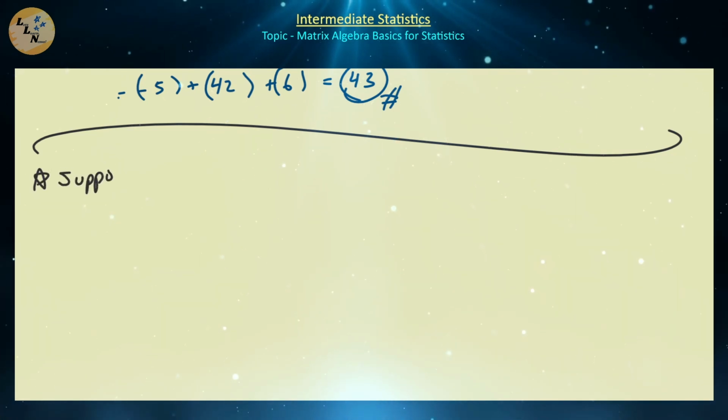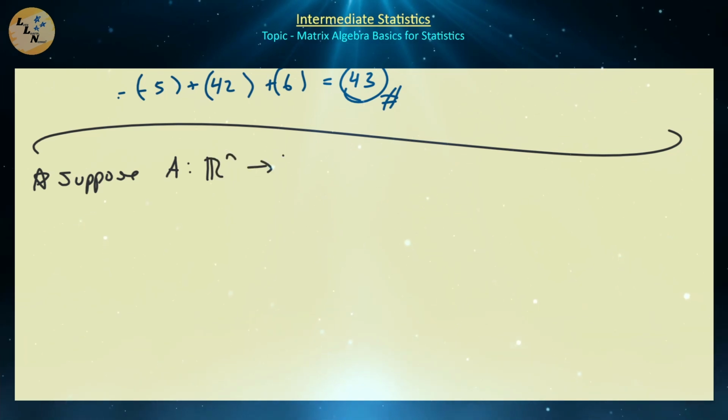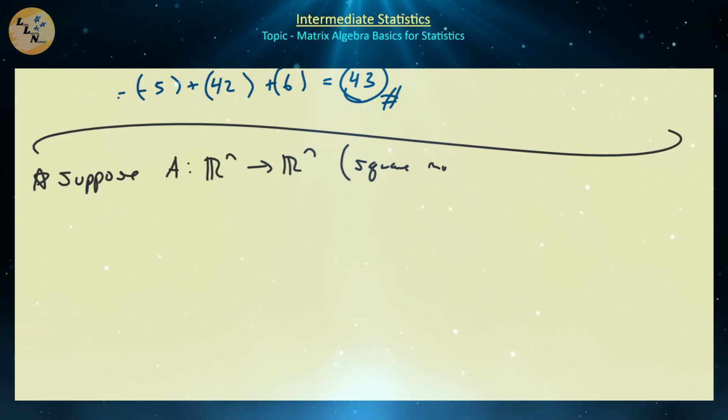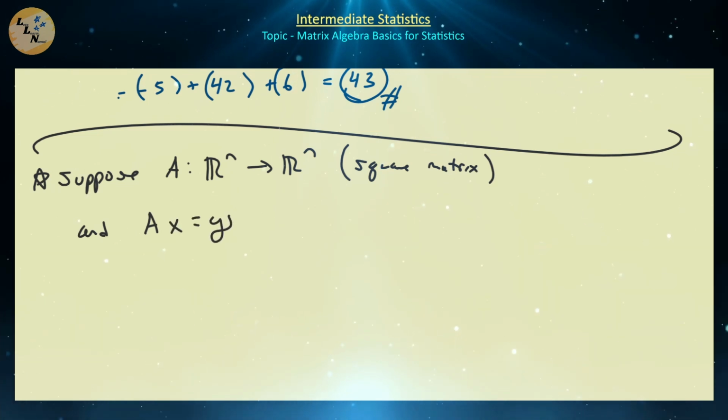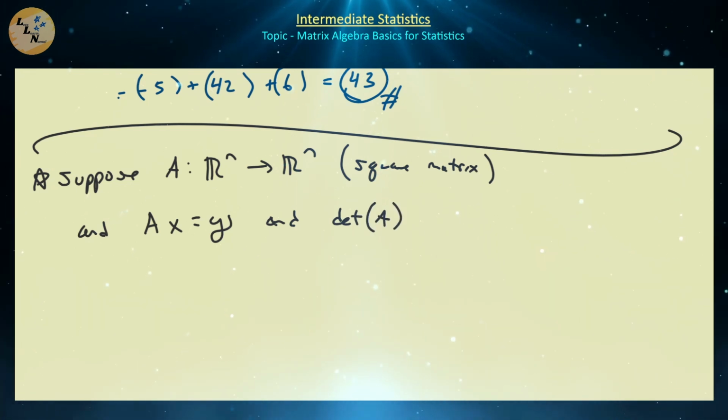So let's suppose that A is a square matrix, i.e. it maps Rn to Rm. So this is a fancy way of saying square matrix, n rows, n columns. And let's assume A x is equal to y. So A is an n by n matrix, which means x and y must both be column vectors with n rows. And let's assume the determinant of A does not equal 0.